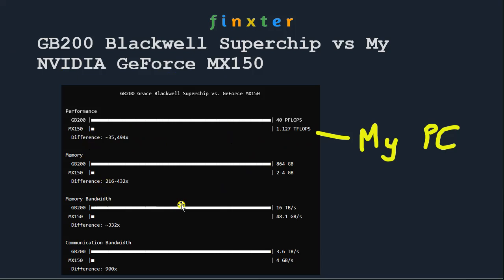You would have to connect 35,494 commodity machines in a cluster to get to the same training performance. And probably it would be even worse, for sure it would be worse, because you would not have the same bandwidth between those GPUs if you connect them in, say, a peer-to-peer cluster over the internet.